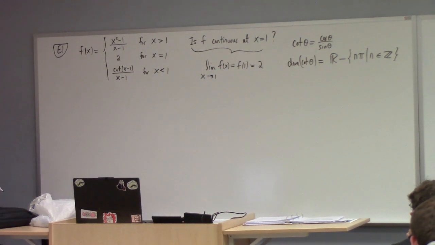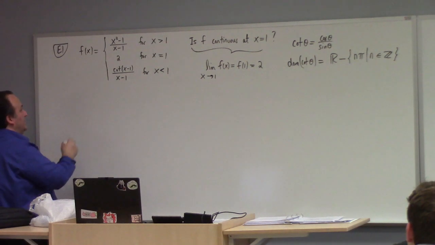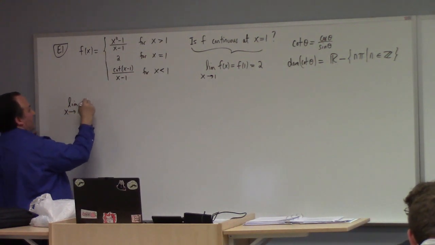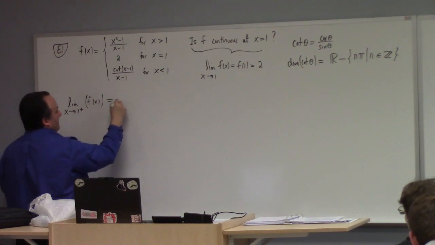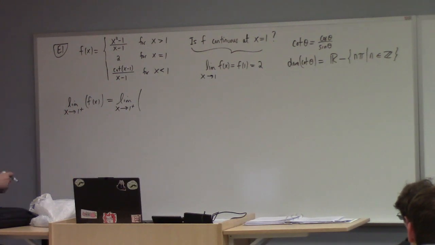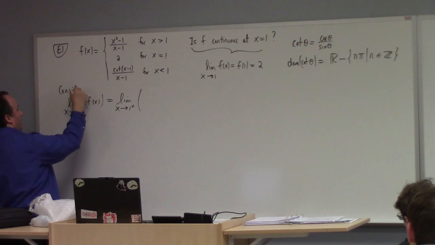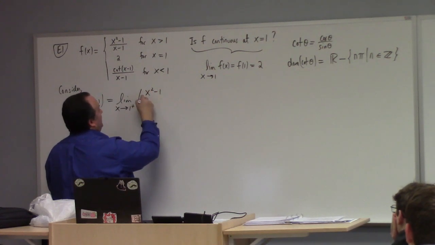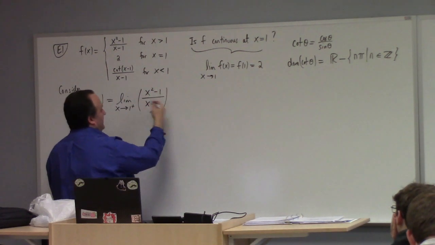All right. So what do you guys think? Is it continuous at 1? So in order to understand this double-sided limit, we need to investigate the limit as x goes to 1 from the right of f of x, right? So what's that equal to? x goes to 1 from the right means we're looking at x a little bit bigger than 1, right? Use this formula, the top one. And how does that work out?